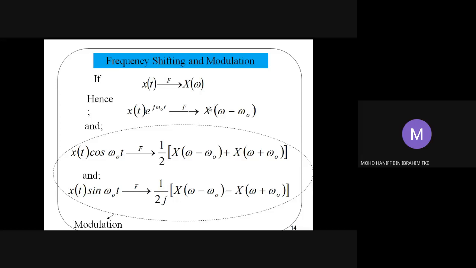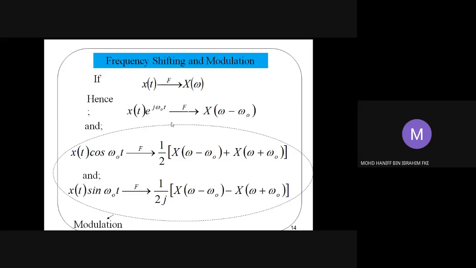So this frequency shifting is obtained when we have a multiplication of x(t) in the time domain with exponential of j omega naught t. If we have a multiplication of x(t) with exponential negative j omega naught t, we are going to have X(omega plus omega naught). So we just simply change the sign for this frequency shifting constant.